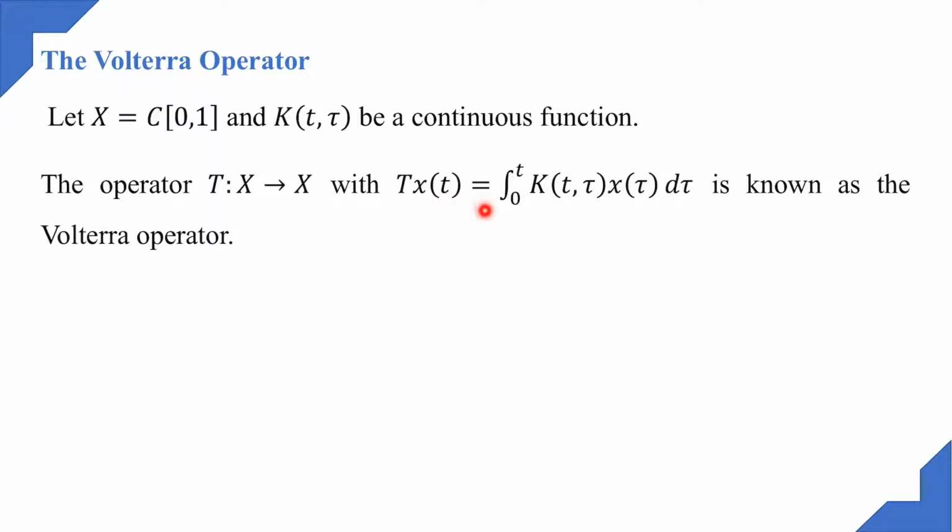So here we are taking a Volterra operator. T of x(t) is equal to the integral from 0 to t of k(t, tau) x(tau) d tau. Here we are taking x from C[0,1] and k(t, tau) is a continuous function on [0,1] cross [0,1].